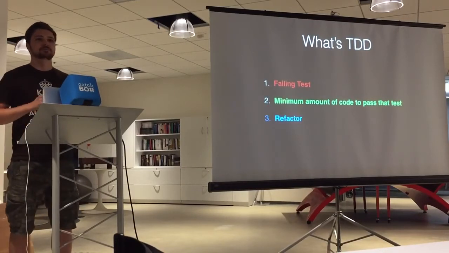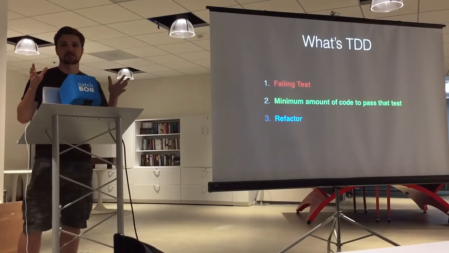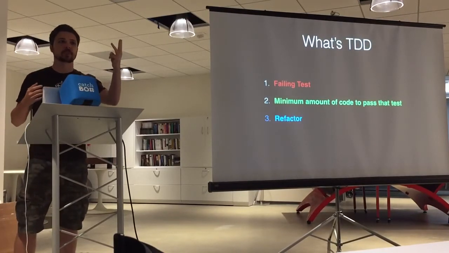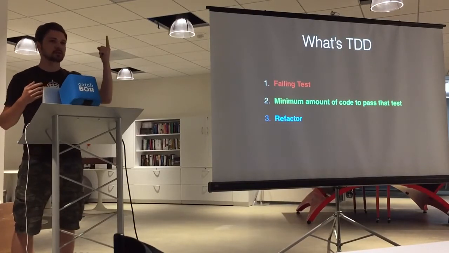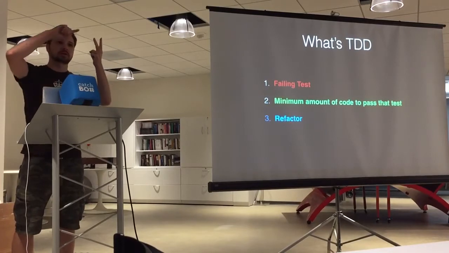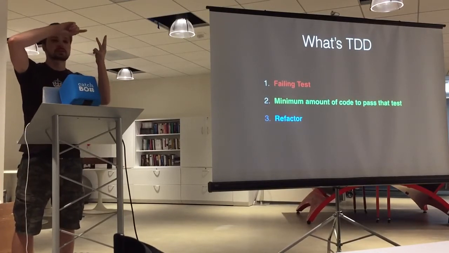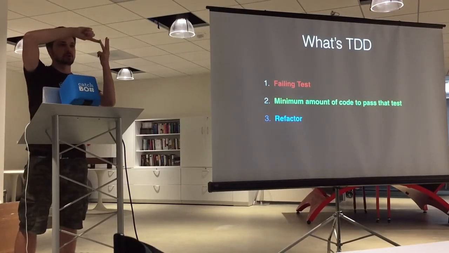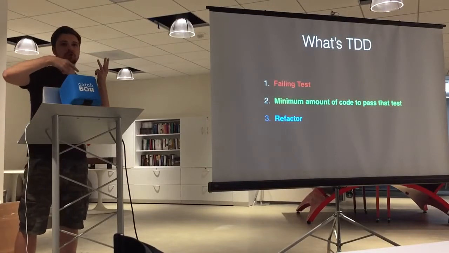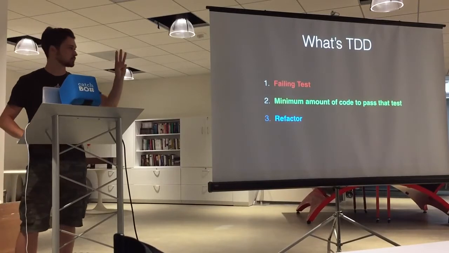Cool. So now, what's TDD? TDD is a process of writing software. It consists of 3 main steps. The first step, you write an initially failing test. Step number 2, you write the minimum amount of code possible to make this test pass. And step number 3, you take the same code and you refactor it to make it better. And you run the same tests again to make sure that your code still does what it's supposed to do. So, 3 simple steps.